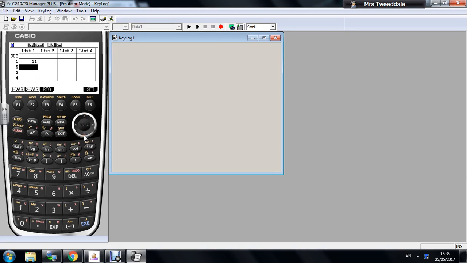So let's say I have some data here. So this could be the marks out of 20 in a test in maths. And this list could be the marks out of 20 in a test in music. I'm just making these up.